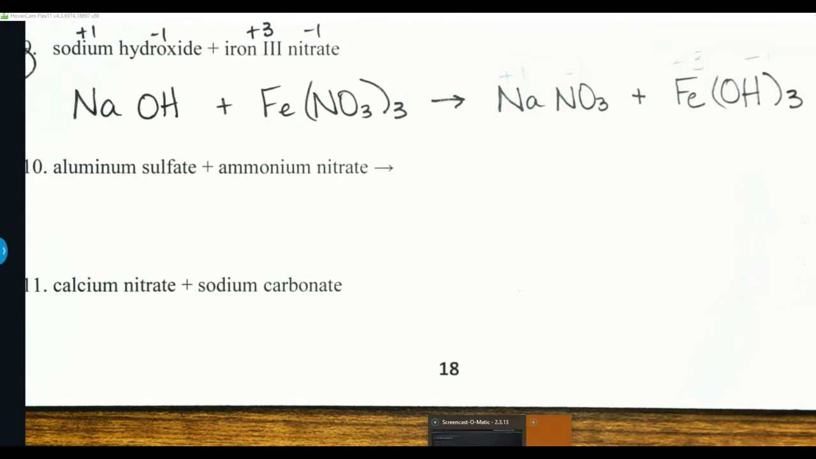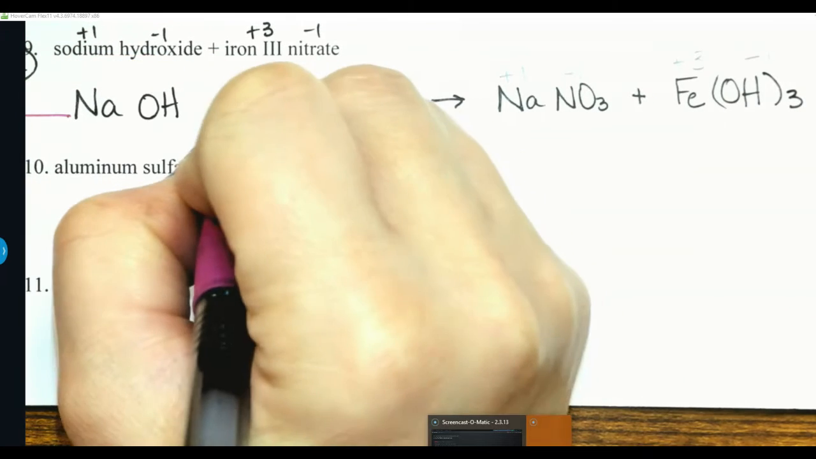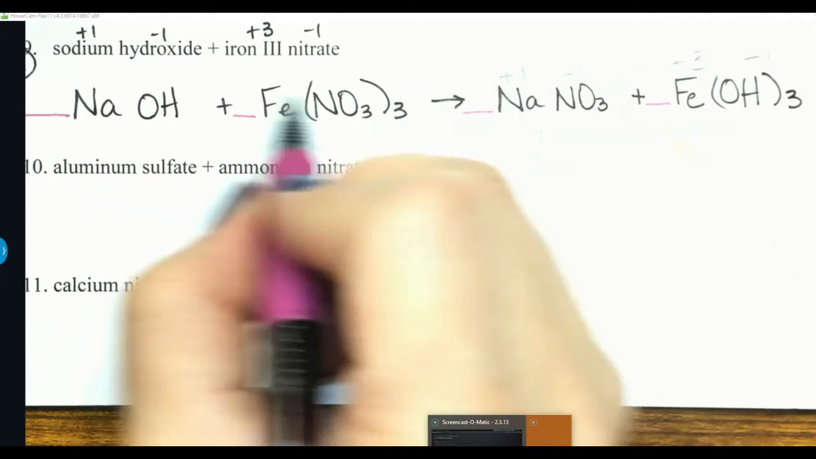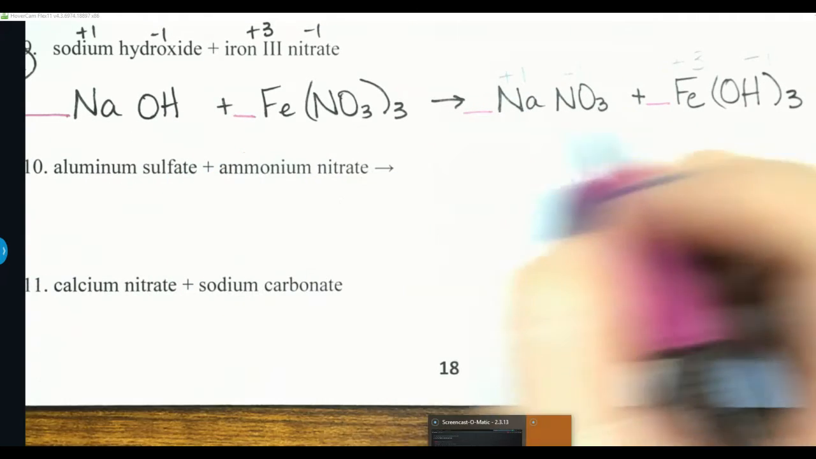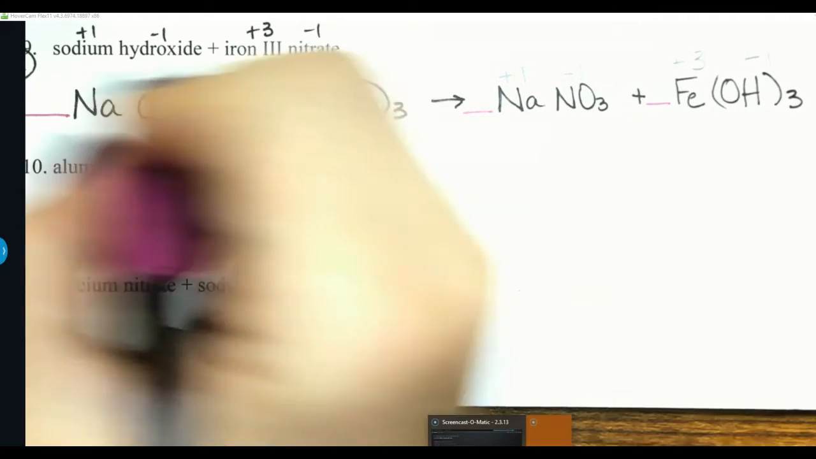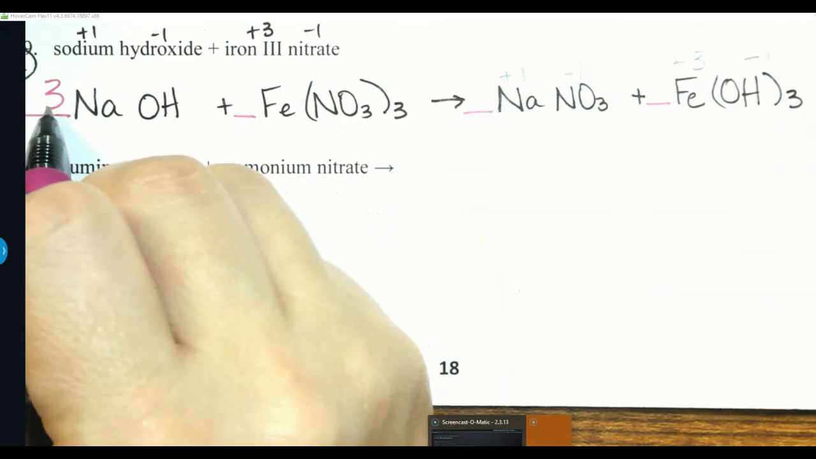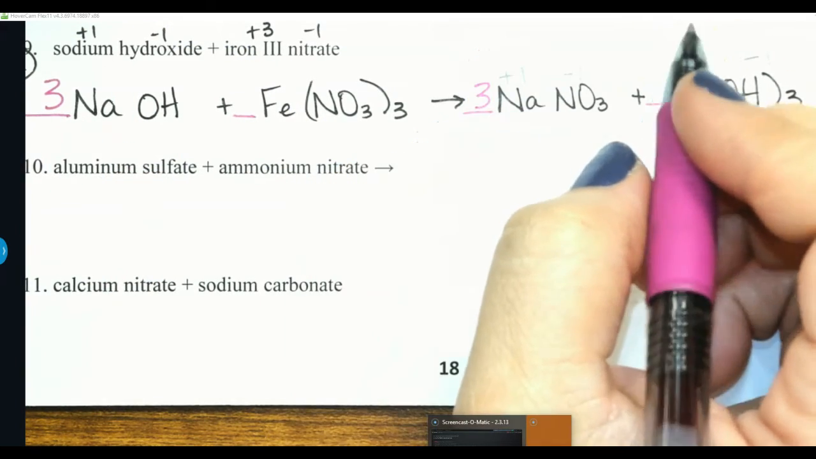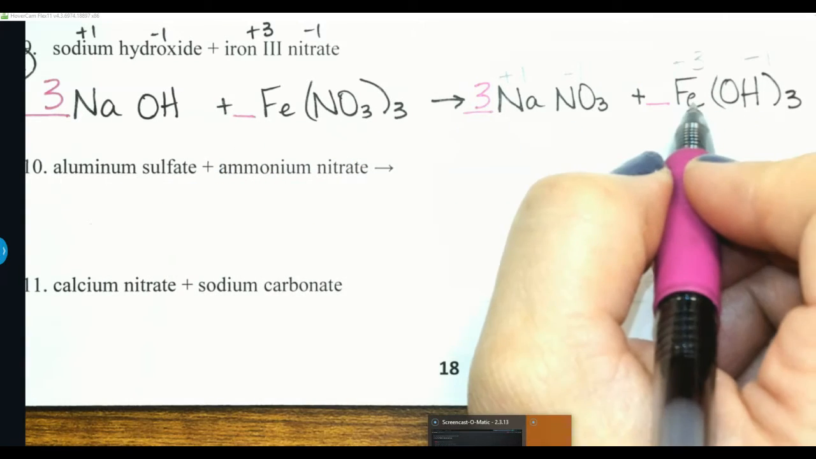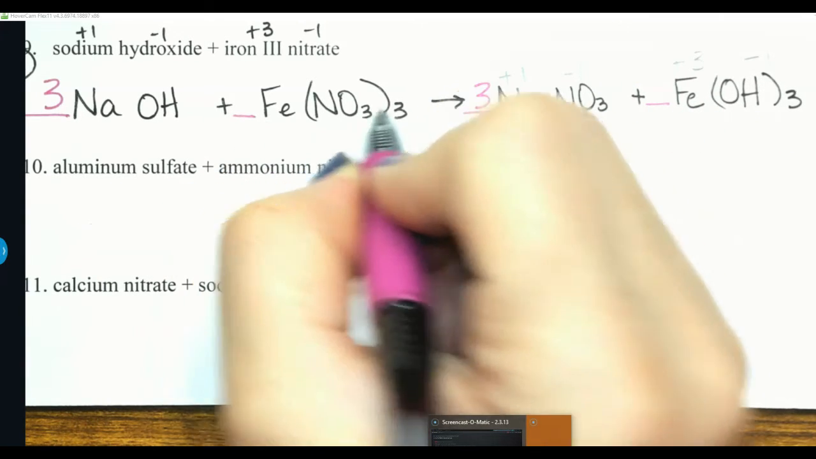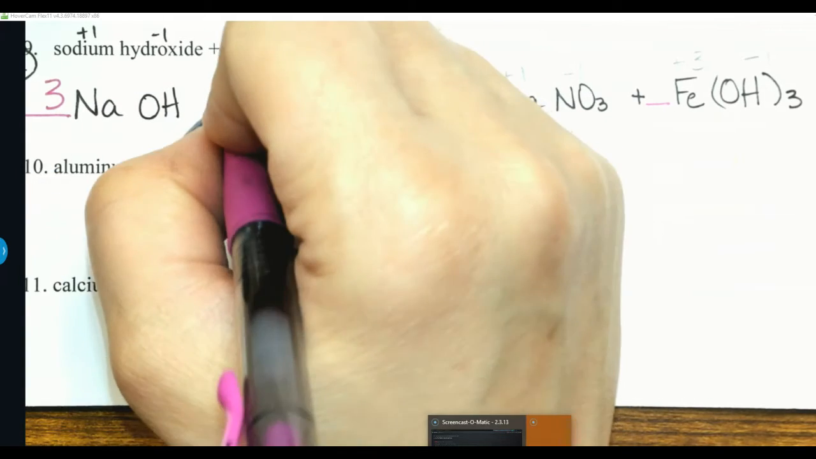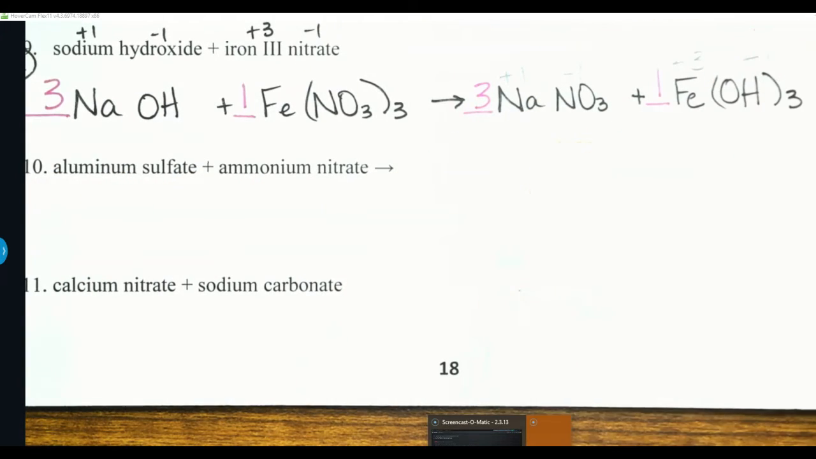So now that we've balanced our charges, we can balance the coefficients. So I'll draw my blanks. You have 1 sodium, 1 sodium, 1 hydroxide, 3 hydroxides, so we need a 3 here. 3 sodium, 1 sodium, so that's going to need a 3 there. 1 iron, 3 nitrates, and this is 3 nitrates, so we are now balanced. It is 3, 1, 3, 1.